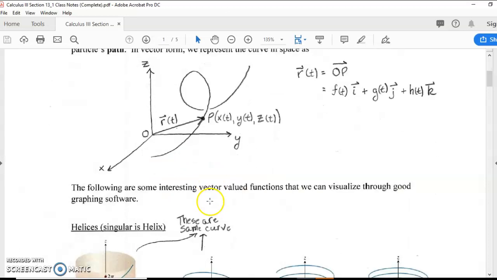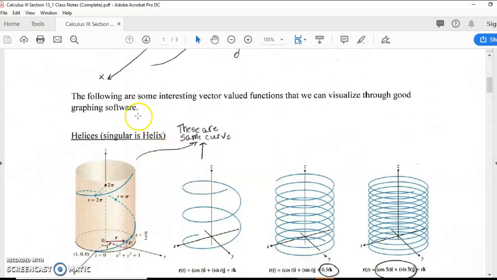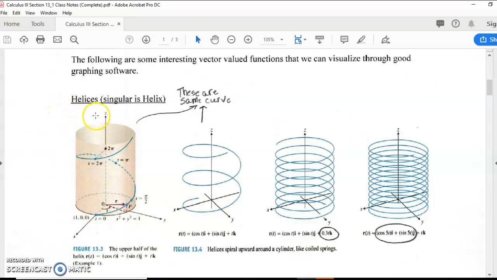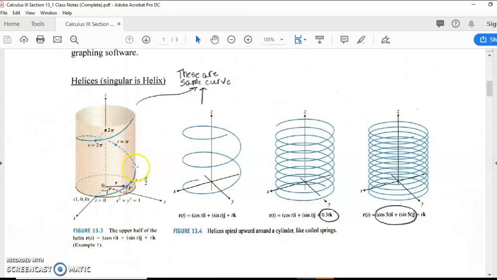The following are some interesting vector valued functions that we can visualize through good graphing software, and typically, when we're learning calculus, we look at these types of functions. The first of these are called helices. A singular graph or singular path is called a helix. By the way, these first 2 pictures are the same thing. I just want to show you how the helix works. It basically travels on a path on the outside of a right circular cylinder like this.